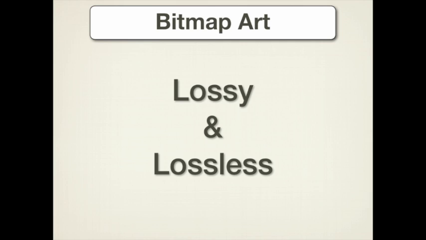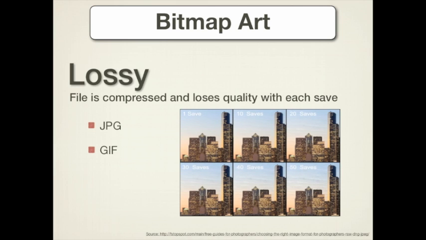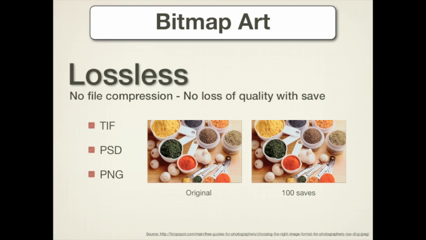Bitmap art is further divided into two types of file, lossy and lossless. A lossy file type compresses the image by intelligently removing pixels to reduce file size. This causes a degeneration of quality after multiple saves. A lossless file does not compress the image. It is larger, but the quality stays the same no matter how many times it's saved.